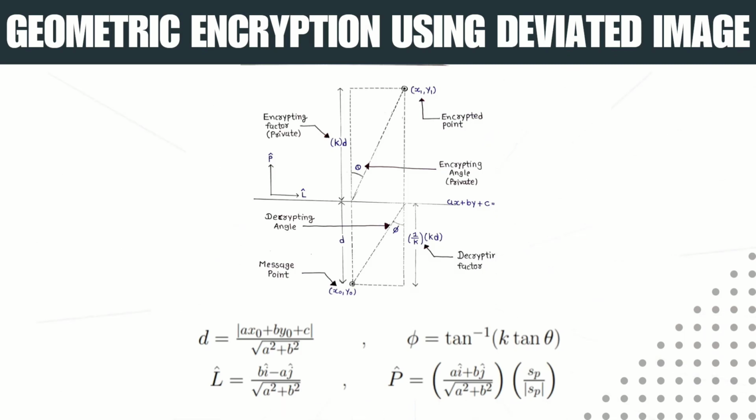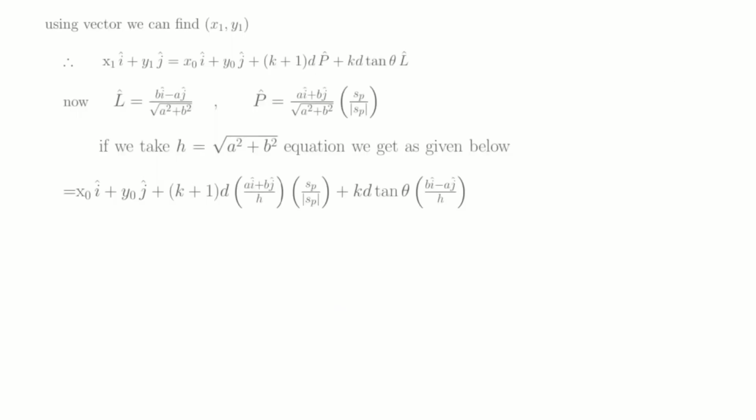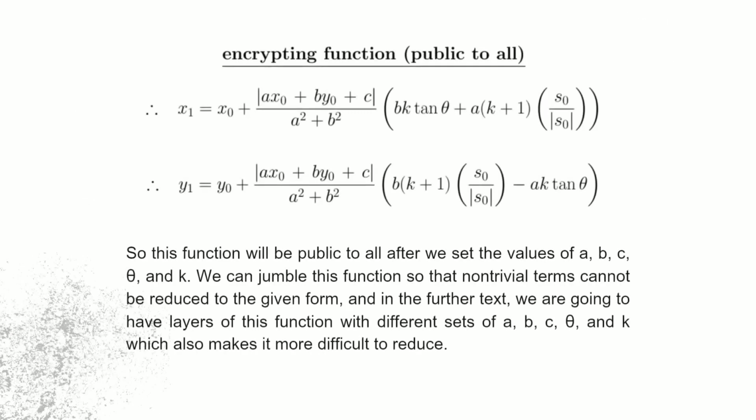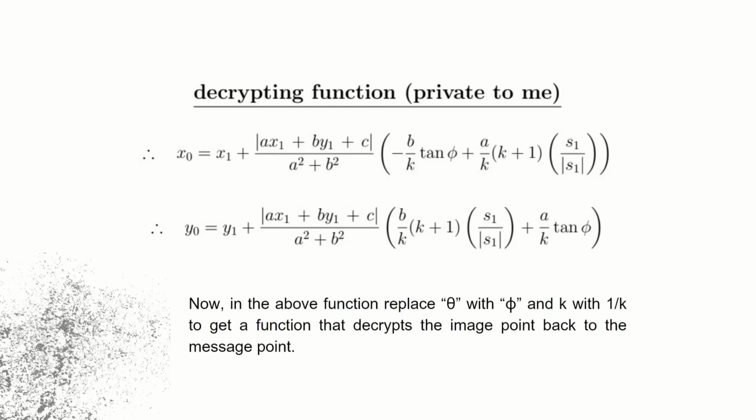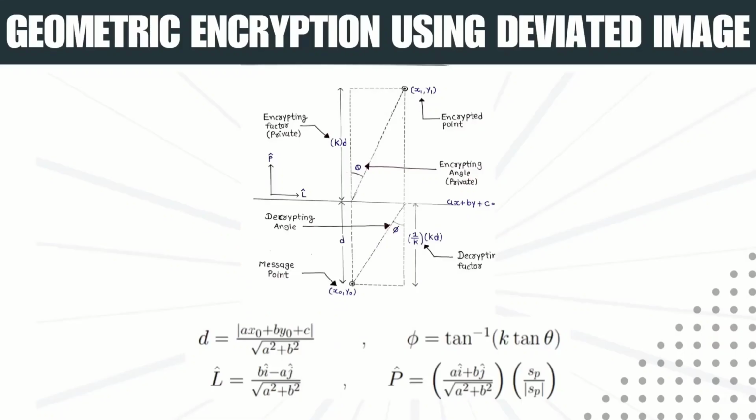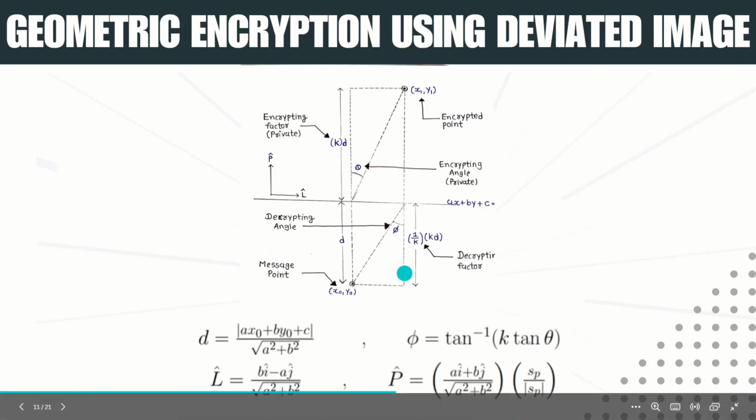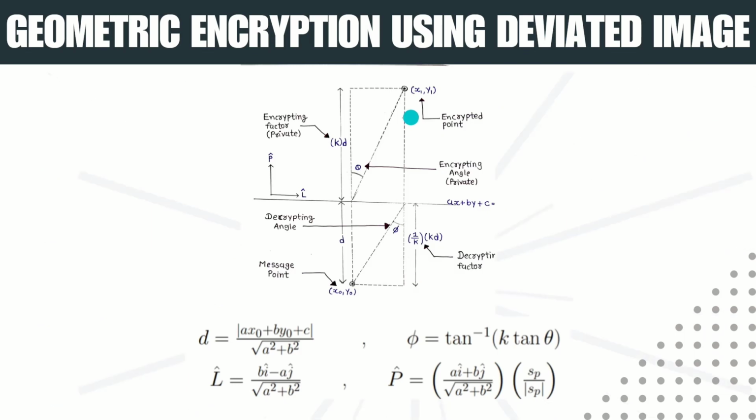Now, what if I use angle phi? I design another function with angle phi and distance 1 by k. That would be my decrypting function. Now how would that be a decrypting function? While encrypting, we are multiplying the distance by k. So now we must multiply the distance by 1 by k, which is dividing by k. So if this is d, then 1 by k times kd is d. So we are reversing the effect of the encrypting function, and now we'll deviate it by angle phi.